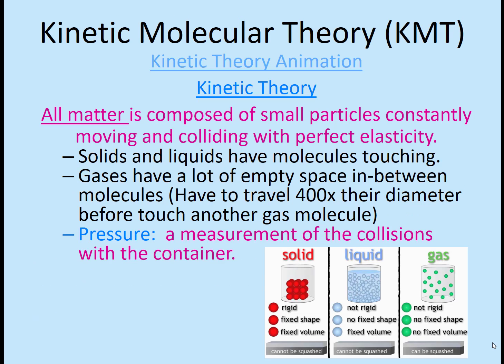Kinetic molecular theory, or KMT, says that all matter is composed of small particles that are constantly moving and colliding with perfect elasticity. And it just means that we have solid, liquid, and gas states of matter. In a solid, the molecules are vibrating in place. In a liquid, they're slipping and sliding past each other and also vibrating. And in a gas, they travel in a straight line until they collide with either another gas particle or the sides of the container. When they collide with the sides of the container that they're in, they exert a pressure on the walls of that container.